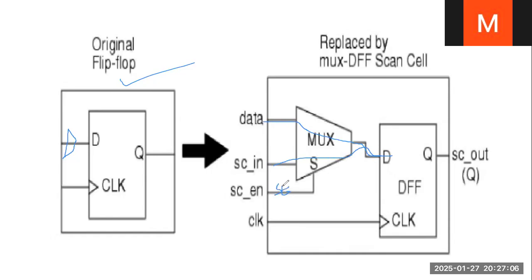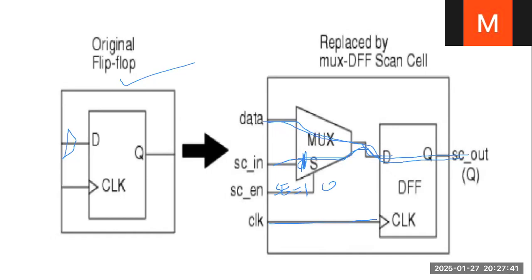This one is scan enable. When scan enable is one, the scan input is passed through this D flip-flop. When scan enable is zero, the actual data input is passed through this D flip-flop. To shift in and shift out, we need a clock pulse here. So this is the conversion of a normal flip-flop to a scannable flip-flop. It can be done by adding a multiplexer there.